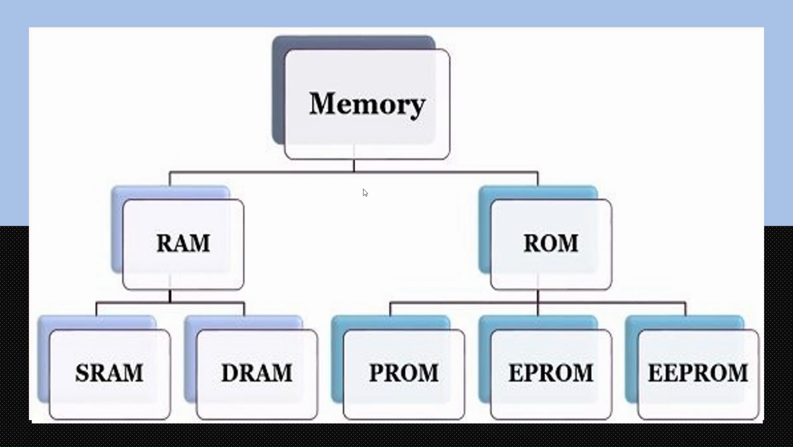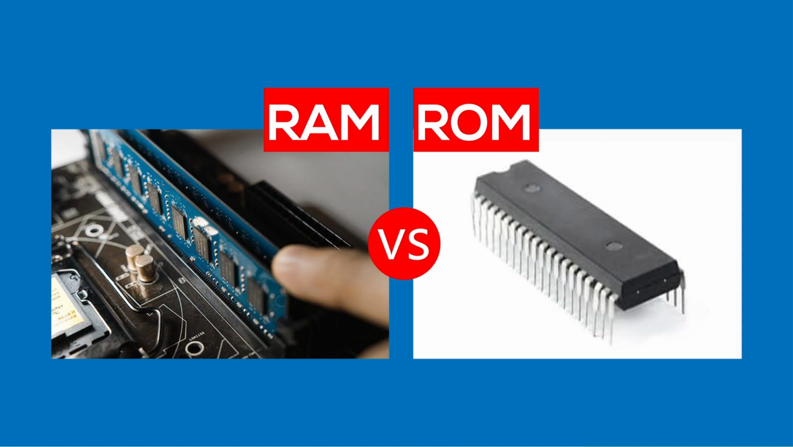Now we are going to see the flowchart of memory. RAM and ROM come under memory. RAM is further classified into SRAM and DRAM. ROM is also further classified into PROM, EPROM, EEPROM. Now we are going to see the differences between RAM and ROM.